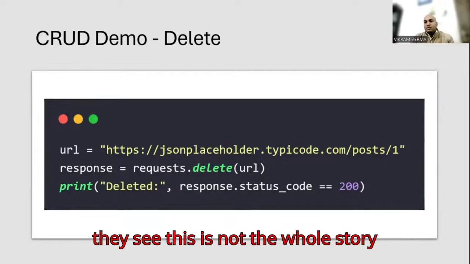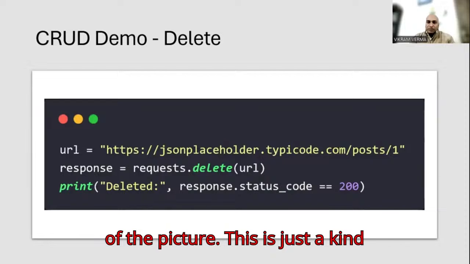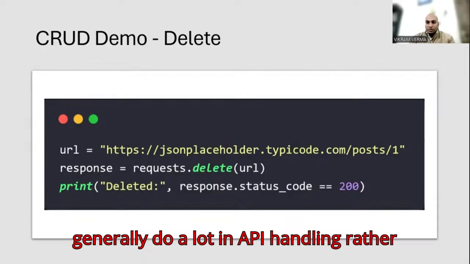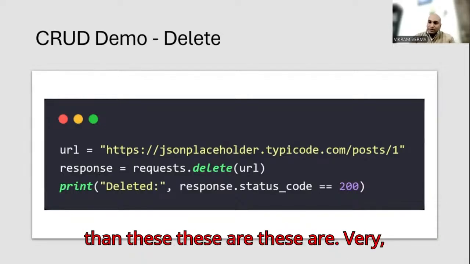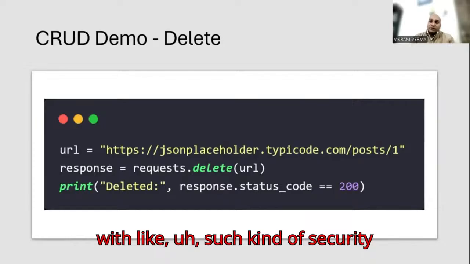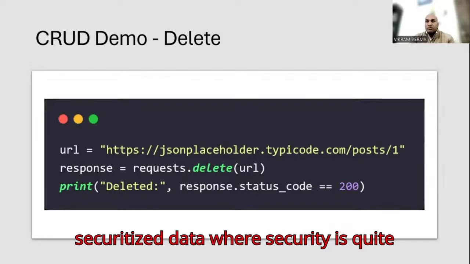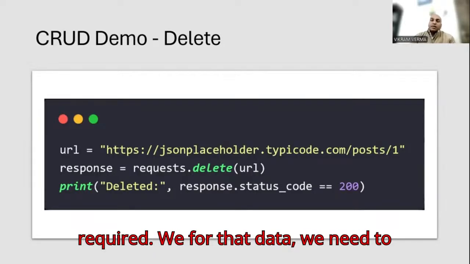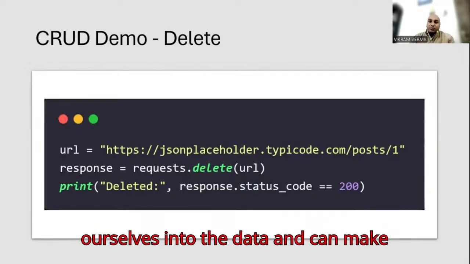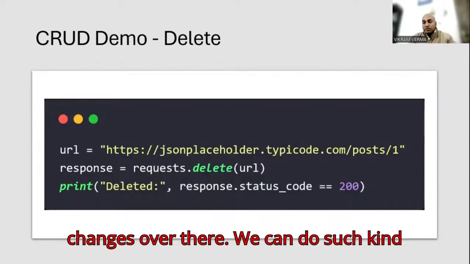This is not the whole picture. This is just the beginning, because we generally do a lot more in API handling than this. These are very basic operations. We generally work with secured data where security is required. For that data, we need to use an API key, and then we can move into the data and make changes over there.